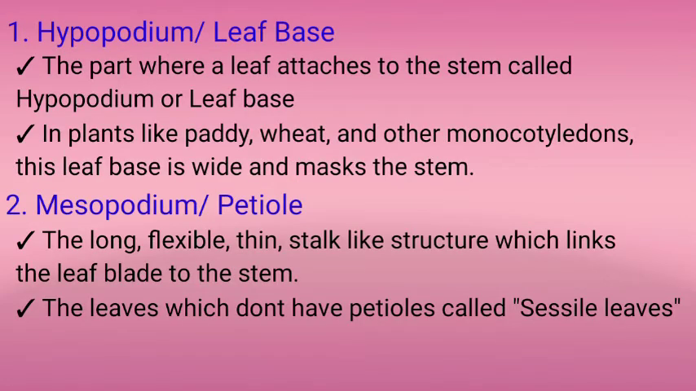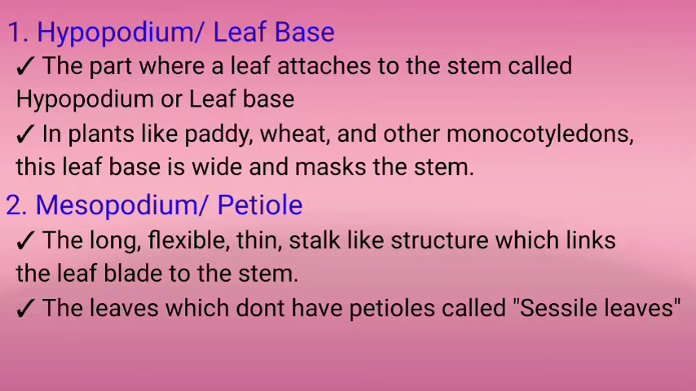The very first one, hypopodium or leaf base. The part of the leaf where it attaches to the stem is called hypopodium or leaf base. In plants like paddy, wheat and other monocotyledonous plants, the leaf base is wide and it masks or covers the stem.